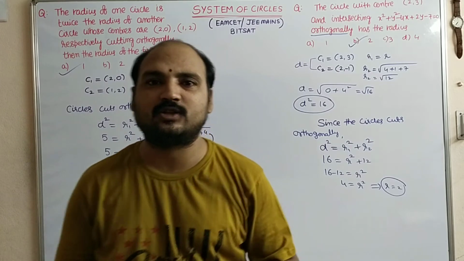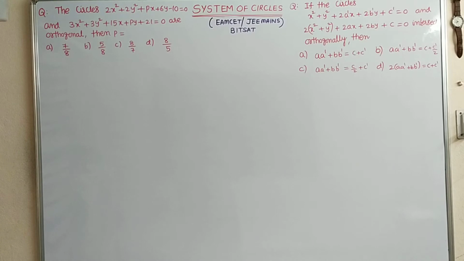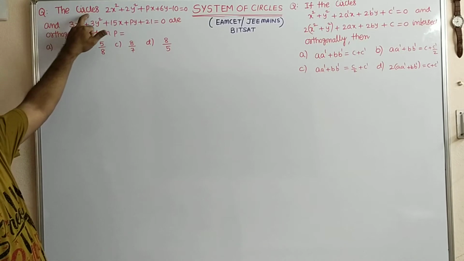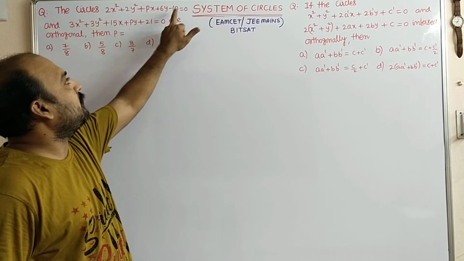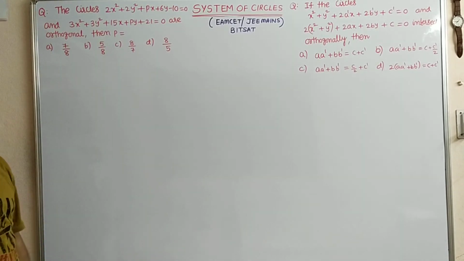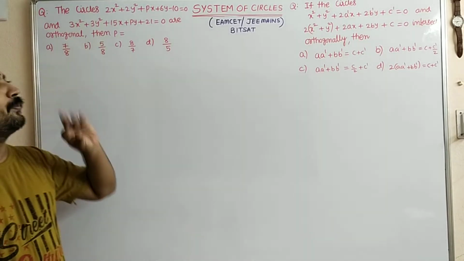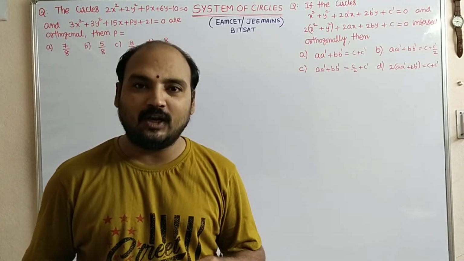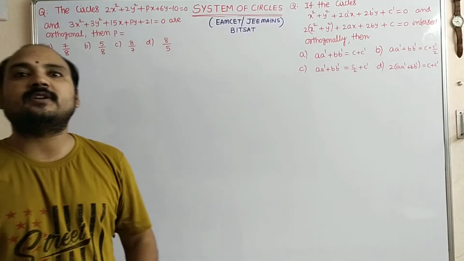We will move to the next question. The circles 2x square plus 2y square plus px plus 6y minus 10 equal to 0 and 3x square plus 3y square plus 15x plus py plus 21 equal to 0 are orthogonal, then the value of p is. What is the condition for the two circles to be orthogonal? We know that 2gg dash plus 2ff dash equal to c plus c dash.